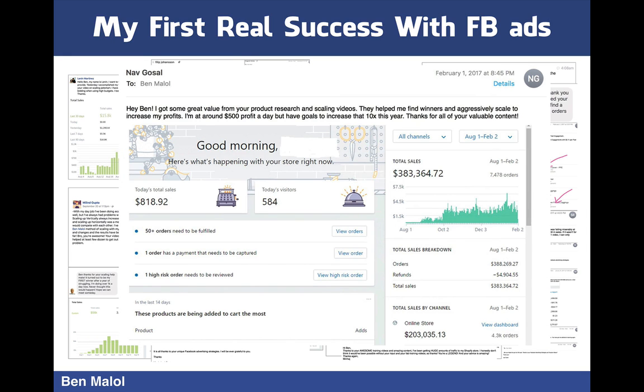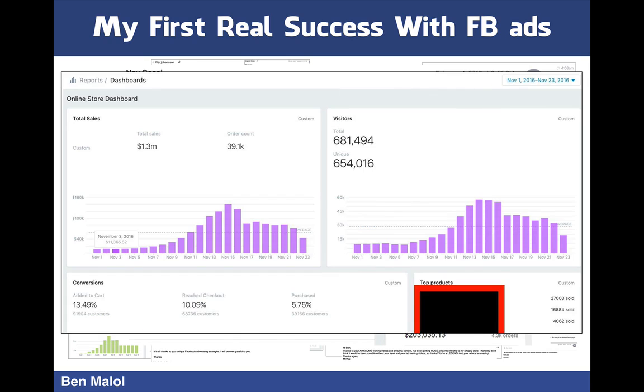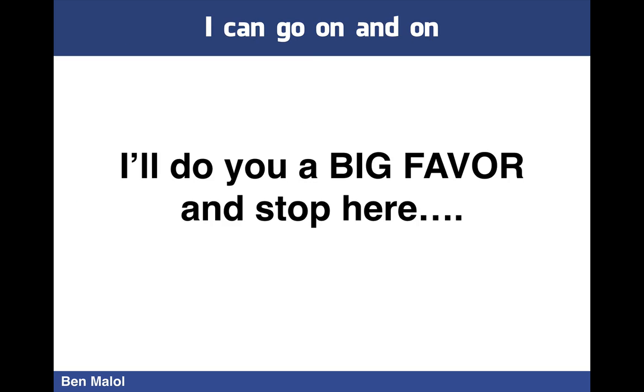Here's another one, $380,000 in, how long is it? It's about 6 months, I think. August, yeah, that's about 6 months, 5 months. Anyway, I'll do you a big favor and stop here. Like I said, I don't want to continue elaborating here. We're not here to see my success stories.